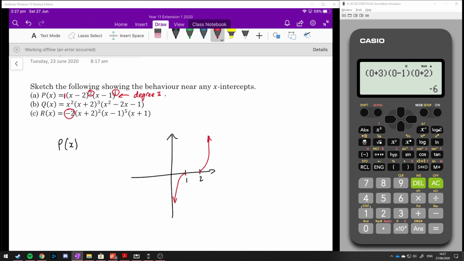Now, at the root x of 2, so the (x minus 2) squared, because it's even, this bit here is even, that means that this bit's going to come back up, and then it's going to come back down again like that, and that's pretty much our sketch done. That's literally it, because the 1 is odd. So when it comes back down, it's going to continue coming down like that, and that's it. It's really not that tricky.